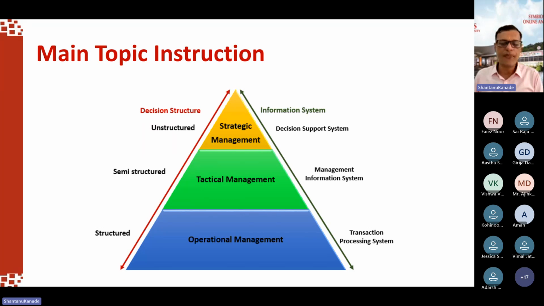Now at operational level, all the decisions or processes are structured processes. For example, account opening. At operation level, what will be the structure? There will be a form, a fixed type of form, and it will collect information.